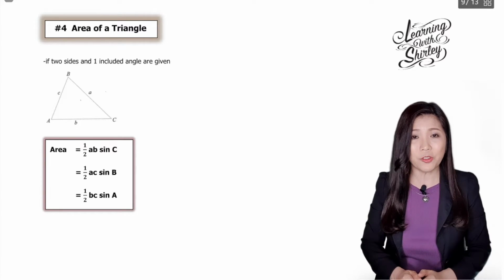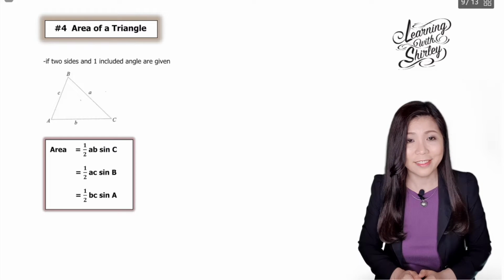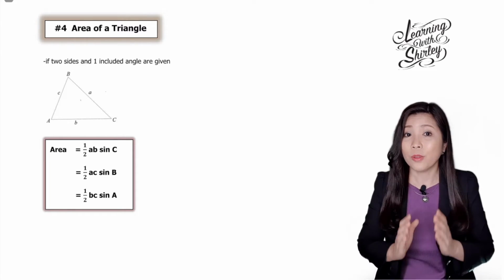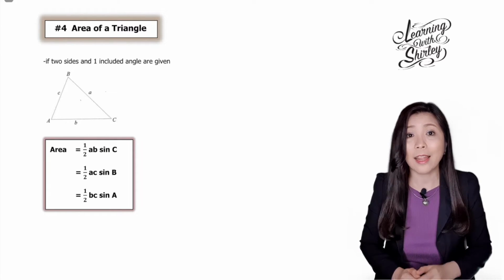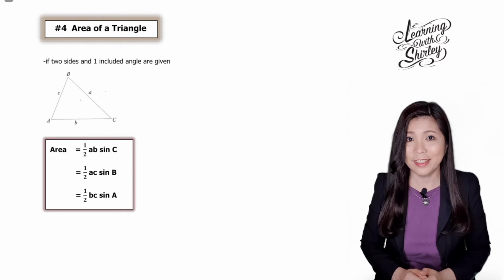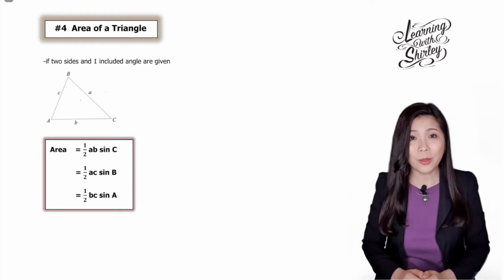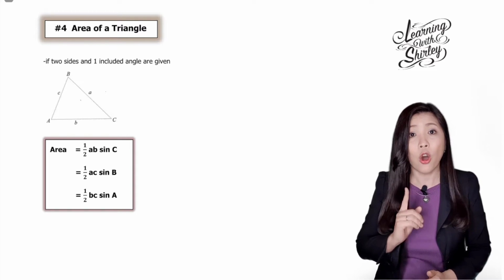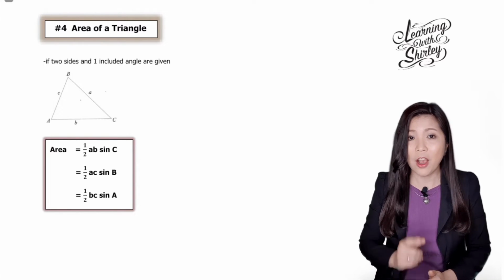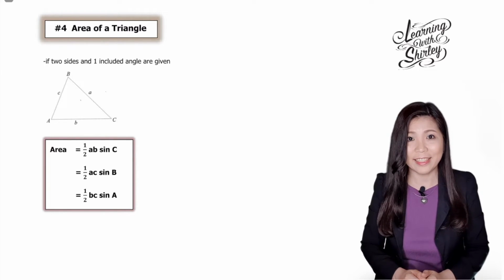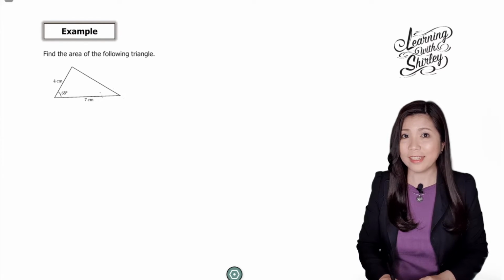How to find the area of a triangle if it's not a right angle triangle? We can use this formula, which can be used if two sides and one included angle are given. The formula is area equals half ab sine C, or half ac sine B, or half bc sine A.